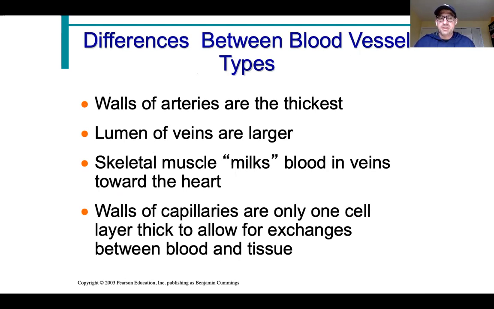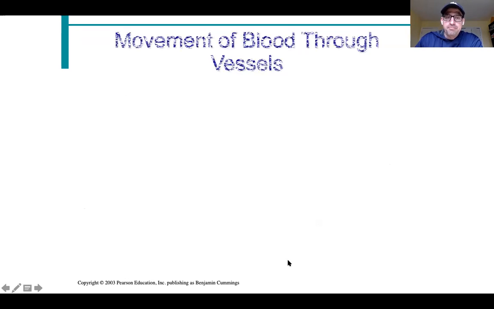One of the key factors to get blood moving through your veins is actually the skeletal muscle milking or squeezing your veins and pushing that blood up towards your heart. And so we'll see a picture of that on the next slide. And then the walls of your capillaries are only one cell layer thick, which allows for the exchange of gases and nutrients and waste between your blood and the tissues that it is feeding.